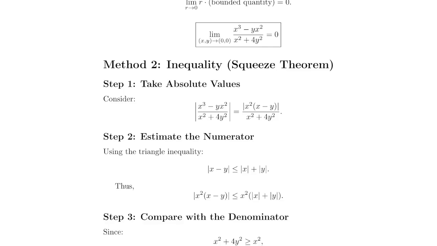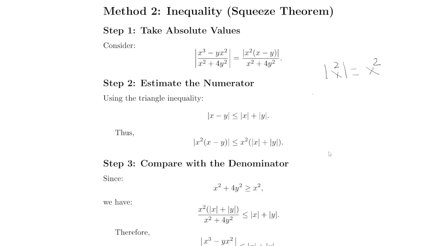So x squared could just come outside, and the absolute value of x squared is just x squared. And then the absolute value of x minus y will be less than or equal to the absolute value of x plus the absolute value of y. Now we can compare the denominator. The denominator is always going to be greater than or equal to x squared because 4y squared is greater than or equal to 0. And so if I add x squared to both sides, I have x squared plus 4y squared is greater than or equal to x squared.